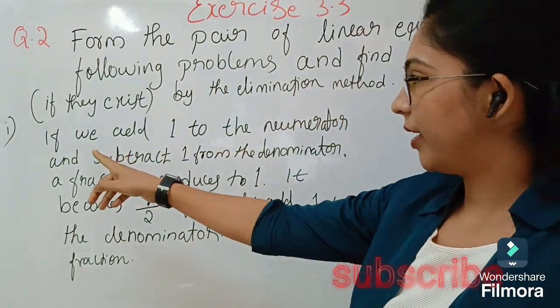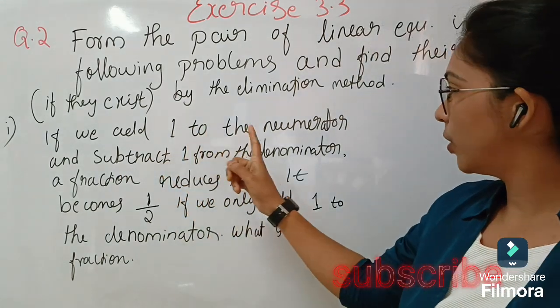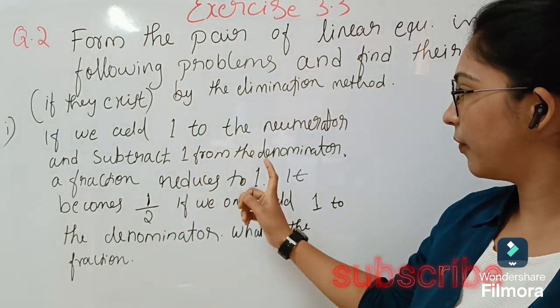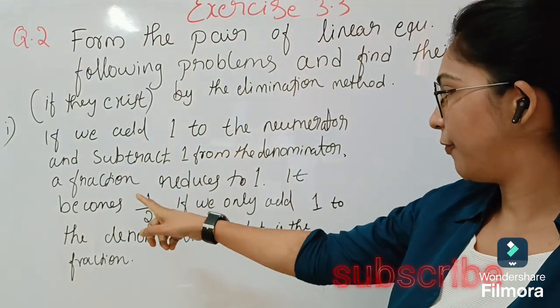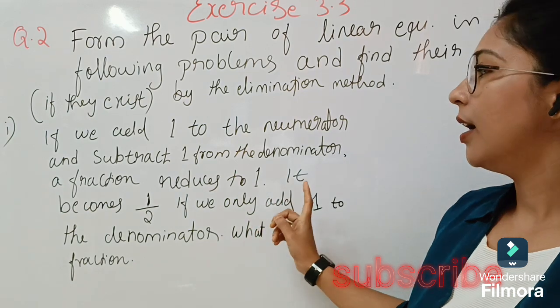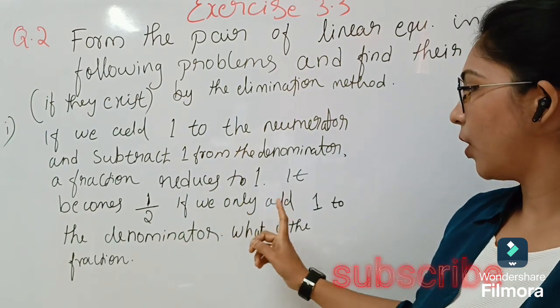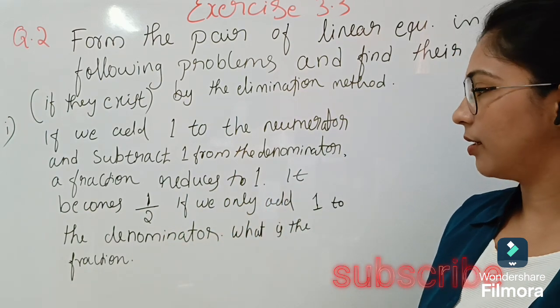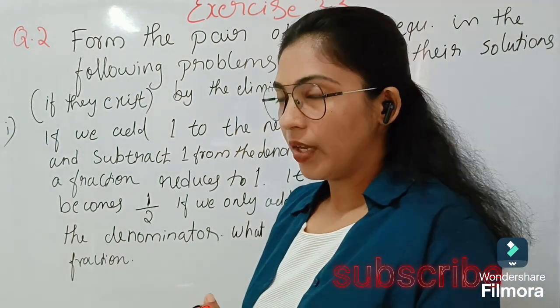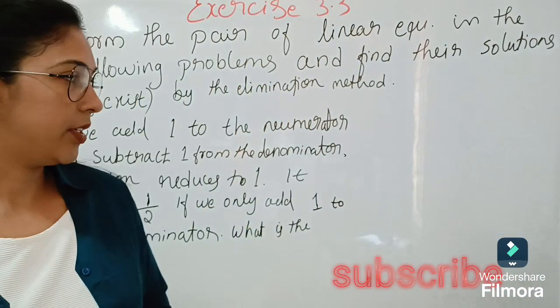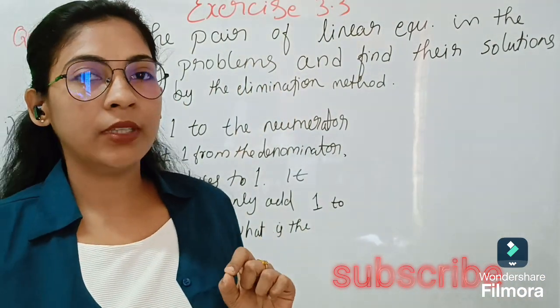The first one is: if we add 1 to the numerator and subtract 1 from the denominator, a fraction reduces to 1. It becomes 1 by 2 if we only add 1 to the denominator. So what is the fraction? Yesterday we have already done a question with fractions.